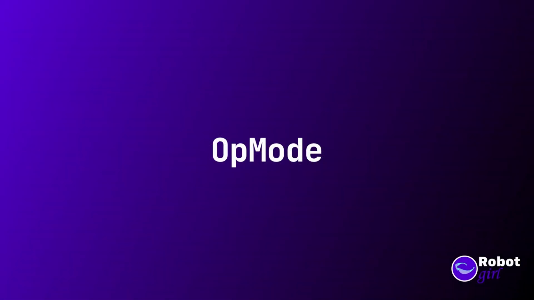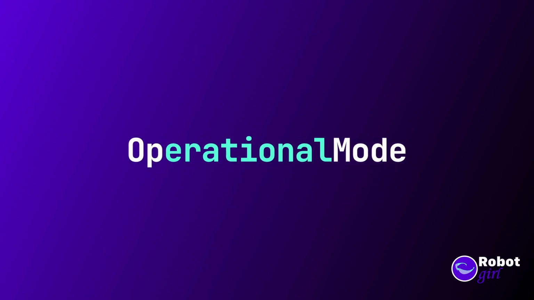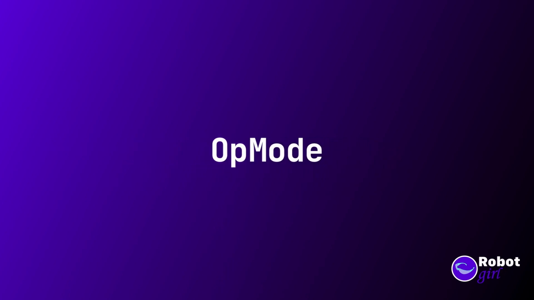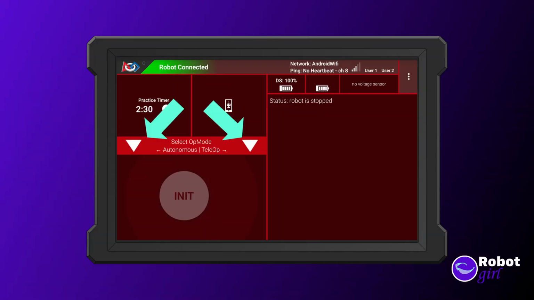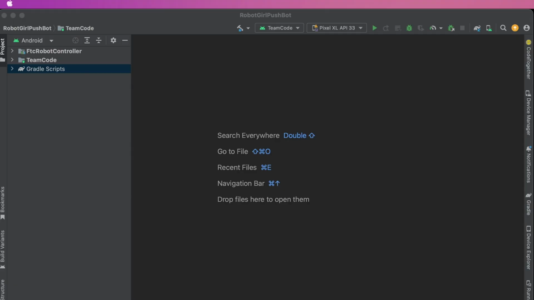The first thing to know about the FTC framework is that everything starts from an op mode. This is short for operational mode. When you create one, it will show up on the driver station in one of two lists that you can choose from. So, we want to make a new op mode, but we need to figure out where to put it. Let's look around for a moment and see what folders we have.